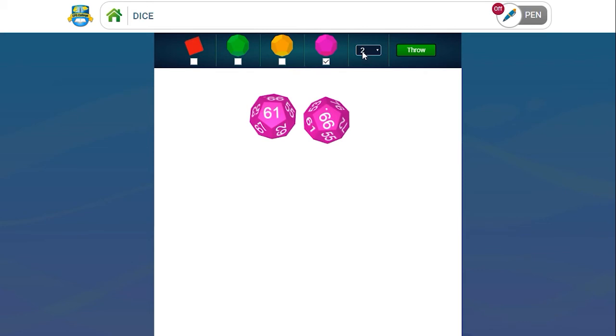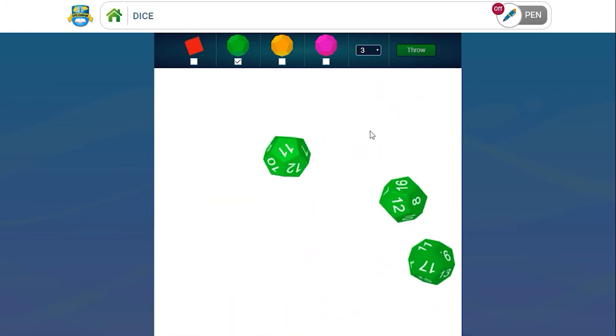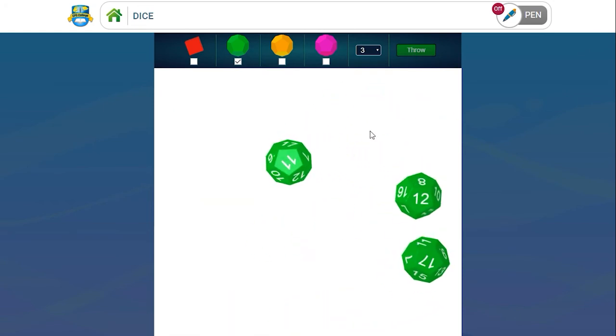In the next activity, we throw out 3 green dice. Let's get 3 and throw. And you say to children, double the 2 greatest numbers and subtract the smaller one. So double the bigger numbers and subtract the smaller one, or double the smaller ones and subtract the bigger one. So again, that's another idea for using the dice.